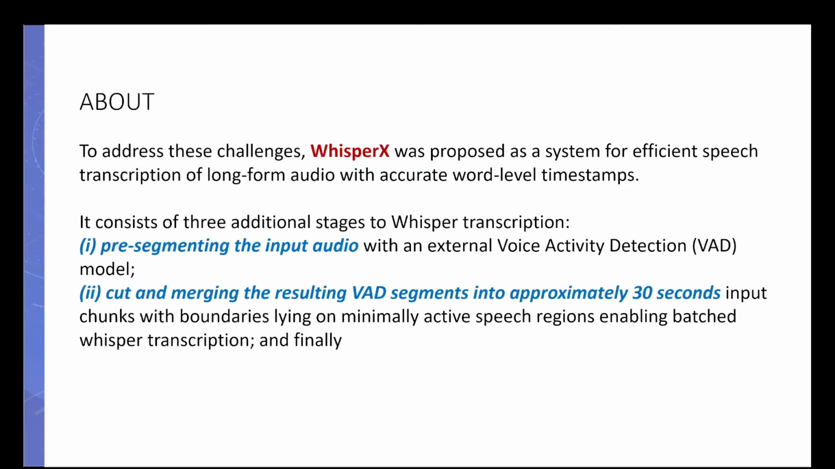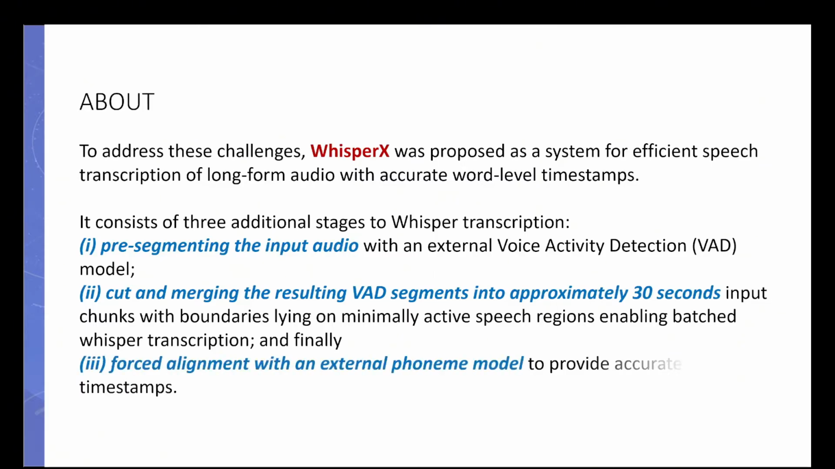As you may know, the original OpenAI Whisper model utilizes a sliding window approach where it processes windows of consecutive 30 seconds of audio and provides each of these to a short time Fourier transform process to get the time frequency energy map. And the third part is the forced alignment with an external phoneme model to provide accurate word level timestamps.